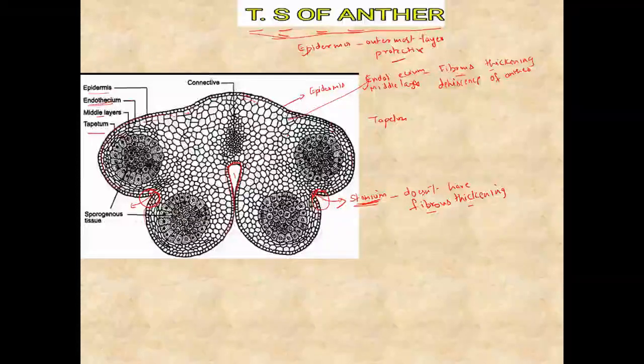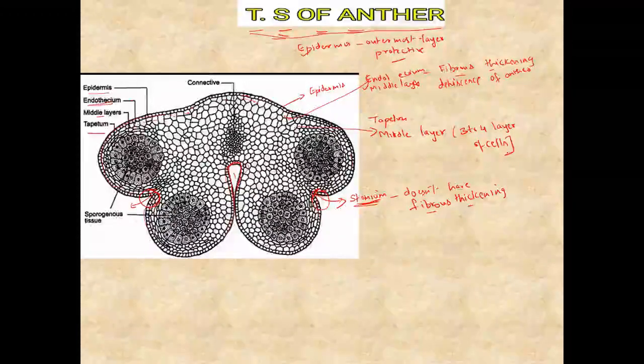Now comes the middle layer. Just below these radially arranged cells, the innermost cells are known as the middle layer. This forms the middle layer. Usually there are 3 to 4 layers present just below the endothelium. These middle layers may contain 3 to 4 layers of cells.